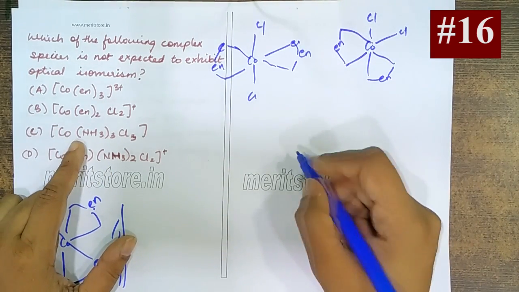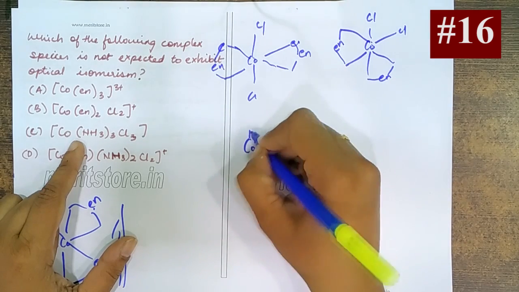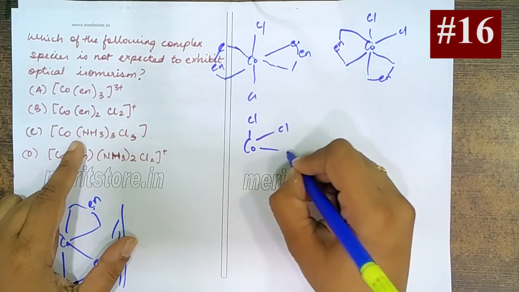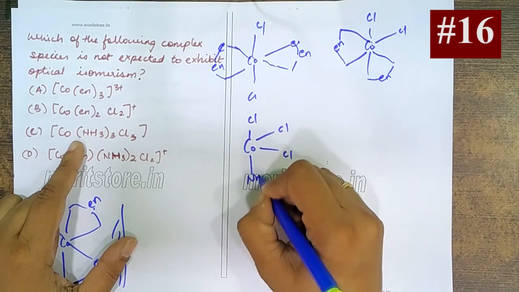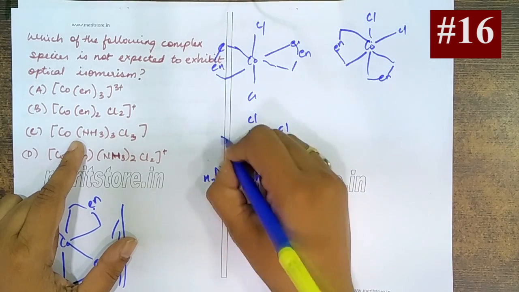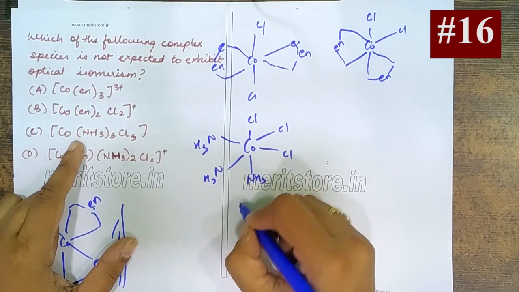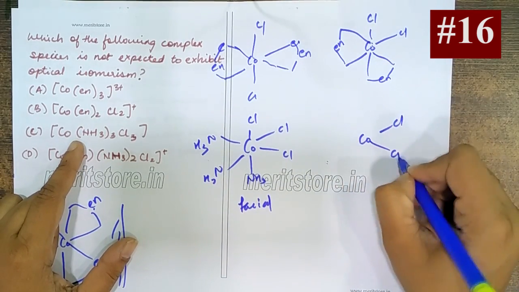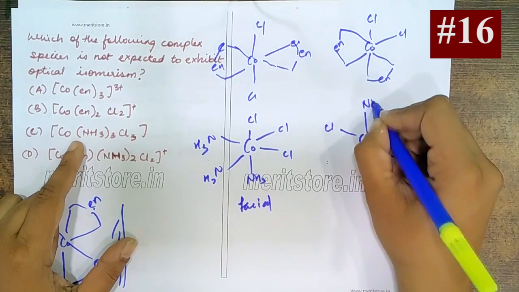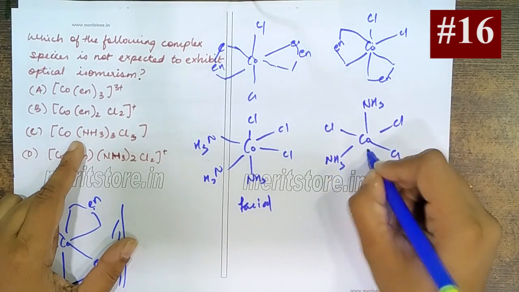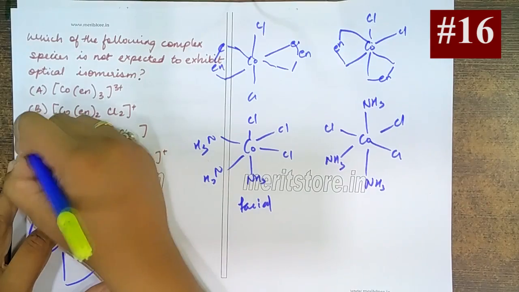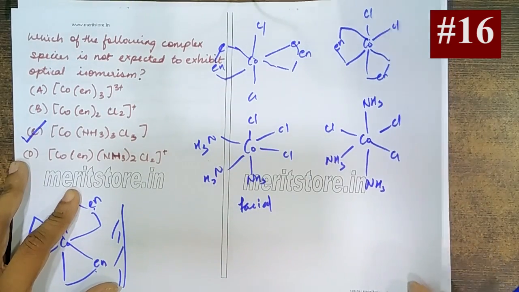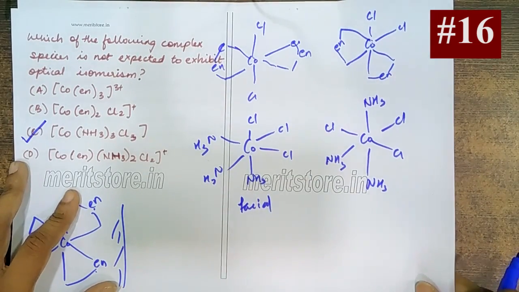Now option C: with this compound we have only geometrical isomers. No optical isomerism is possible. This is the facial one, and if we draw like this, there will be the meridional. So definitely this is option C, which is not expected to exhibit optical isomerism.